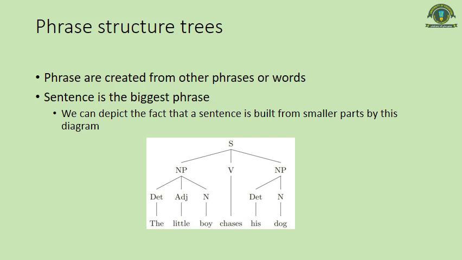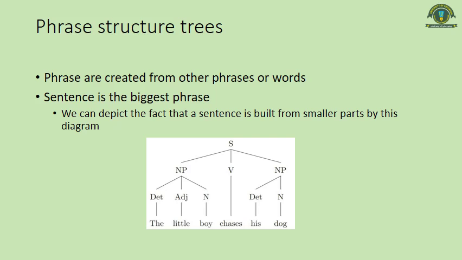So if we make the phrase structure tree of this diagram of this sentence, the S is a combination of NP, noun phrase, verb and another noun phrase. The little boy is a noun phrase, chases is a verb, and his dog is another noun phrase after the verb.